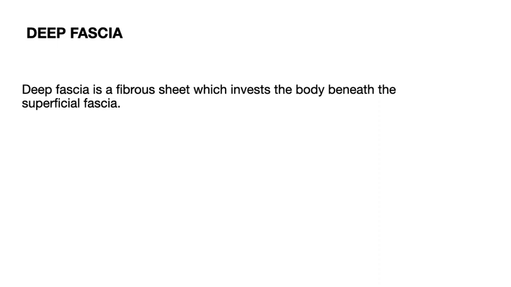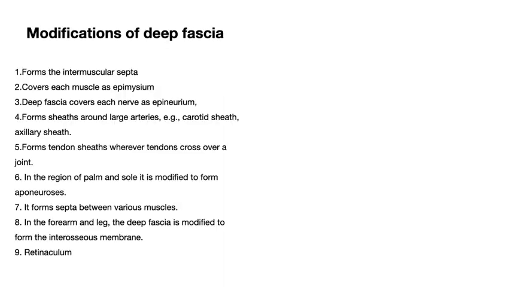It is usually tough. So for example, if you see in the lower limb, it is said that deep fascia is like a stocking and it is dividing the lower limb into few compartments. So वो थोड़ा thick रहता है, deep fascia. Deep fascia are modified, so let us see what are the modifications of deep fascia.